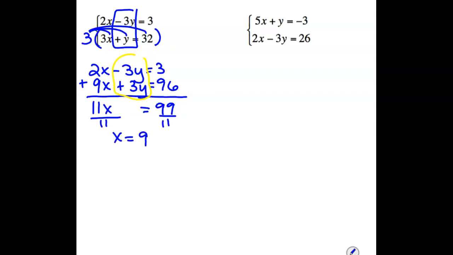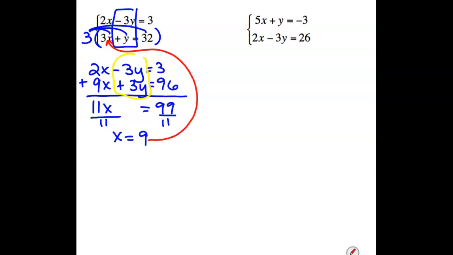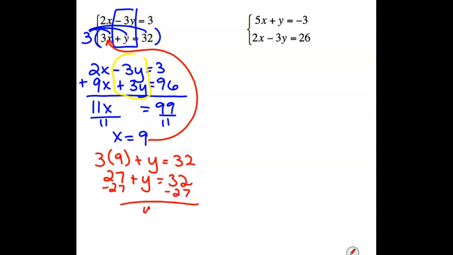Now we have to do a substitution. And again, we can plug it back in for x into either equation. I'm going to dump it in the bottom equation this time because I am trying to find y, and there's a nice single y in that bottom equation. So 3 times x, which is 9, plus y equals 32. 3 times 9 is 27. If we subtract 27 to the other side, we've got y equaling 5. So the correct solution would be the ordered pair 9, 5. Our x value was 9 and our y value was 5. And again, we could check that, plugging them back into our original equations.